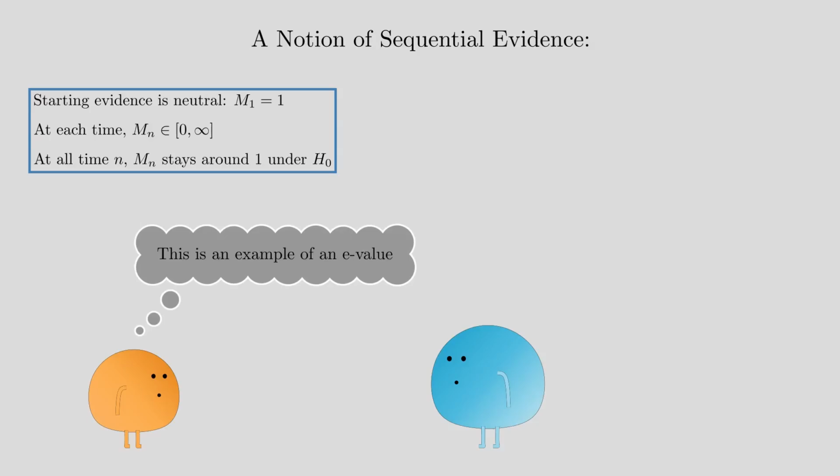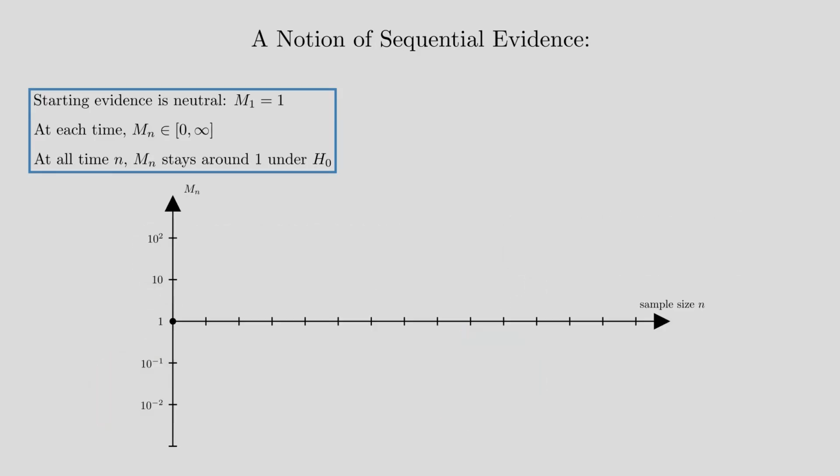This is an example of what statisticians call an E-value, for evidence value. What does it mean to stay around 1 under the null hypothesis? So, as we said, we start at 1. For the next data point, there is a probability distribution, but on average, it will remain the same. Same for the next data point. It is random, but on average, it will remain the same.